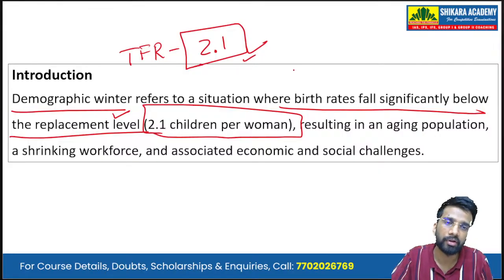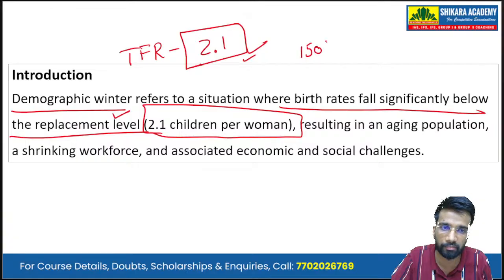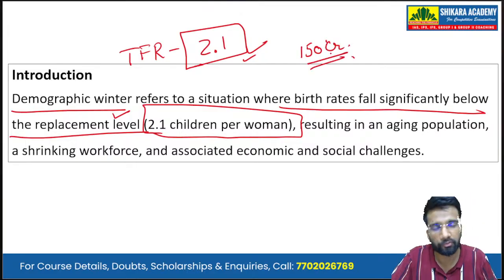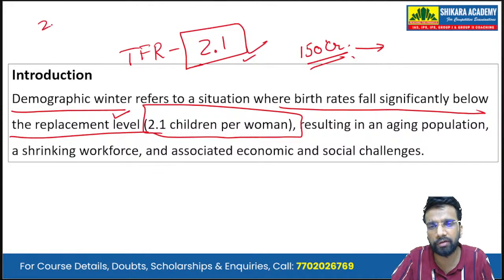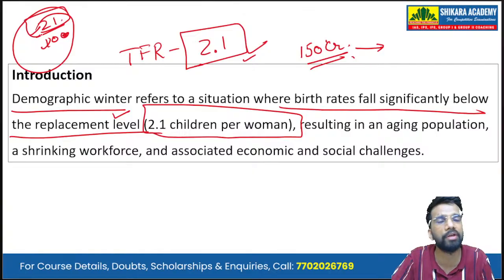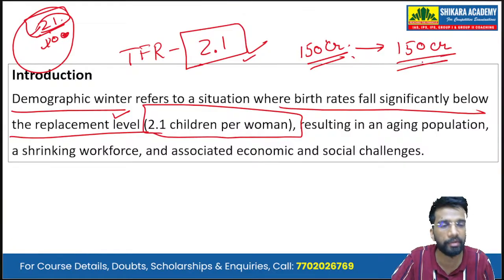That means, suppose India's population is 150 crores. For that population to remain stable, each and every woman in the country, during her lifetime, should be having 2.1 kids. That is, for every 10 women there should be at least 21 kids. Because of that, we will be able to sustain or maintain our population.